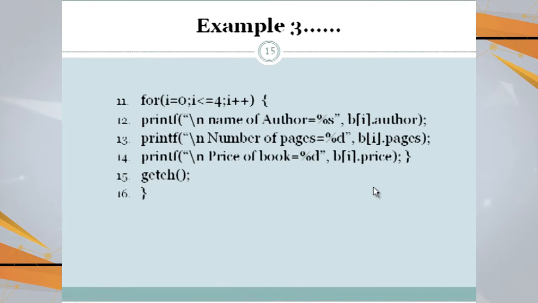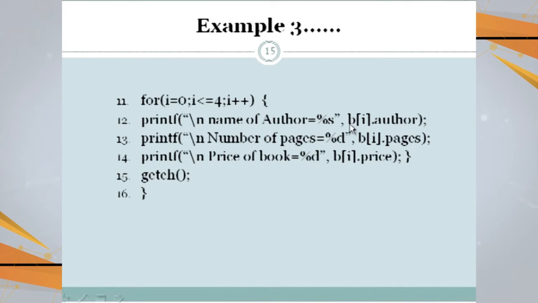And then the next loop is used to display the members of each element of the structure array. In the first cycle of the loop, b0 dot author, b0 dot pages, and b0 dot price will be displayed. In the next cycle of the loop, b1 dot author, b1 dot pages, and b1 dot price will be displayed. Similarly, in the next cycle, b2 dot author, b2 dot pages, and b2 dot price will be displayed.